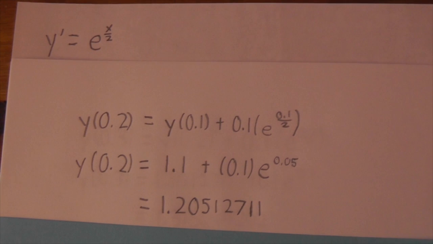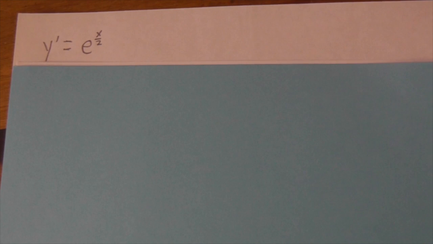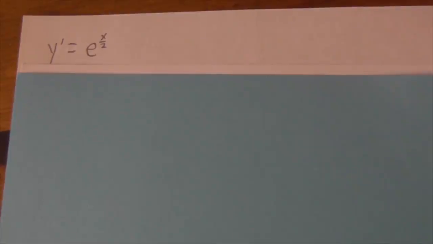Now that we know this value, we can use it to find y of 0.3, which is our final answer. Y of 0.3 equals y of 0.2 plus 0.1 times y prime of 0.2, or e to the 0.2 over 2.